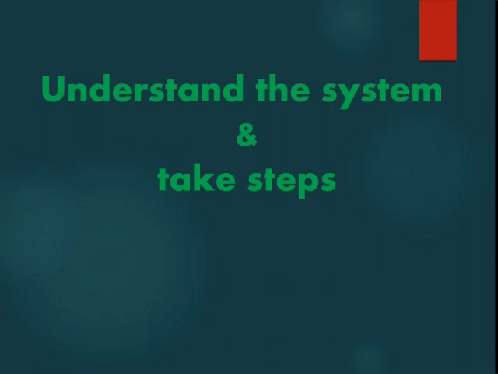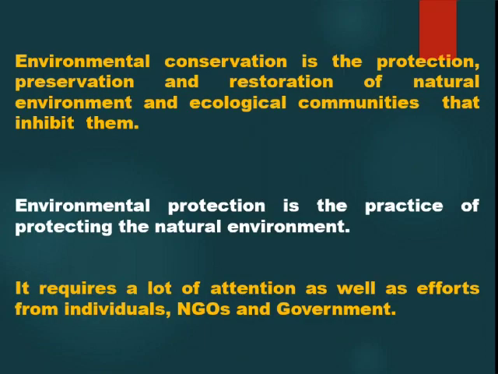So there is a need to understand the system of environment and to take some steps to conserve or protect our environment. Environmental conservation is the protection, preservation or restoration of natural conditions of the environment. It means it is very necessary to maintain the natural condition of the environment. It is known as environmental conservation. And environmental protection is the practice of protecting the natural environment. For both environmental conservation and environmental protection, we need collective efforts from individuals, NGOs and government.